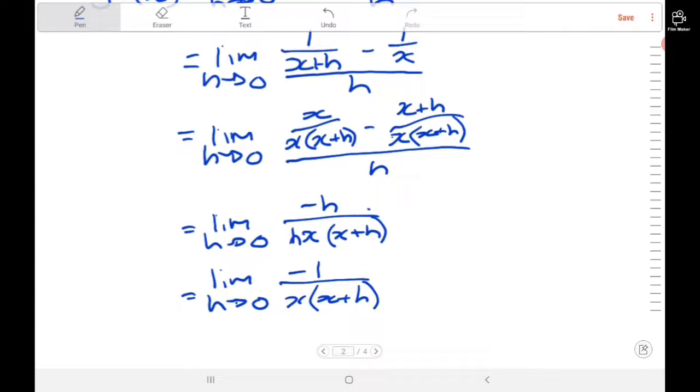So we've now simplified this, and we can calculate the limit. So as h tends towards 0, x plus h tends towards x. So this limit evaluates to negative 1 divided by x squared. And that is the first derivative of the function 1 divided by x.